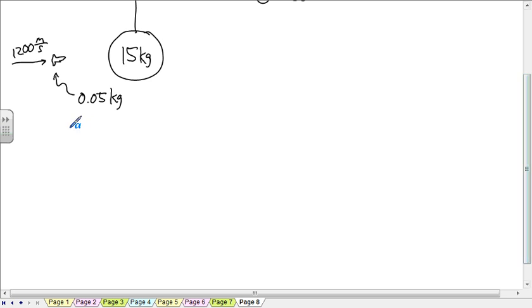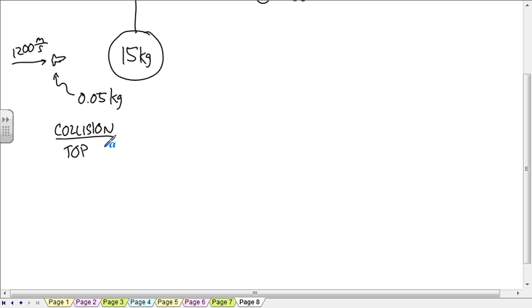Okay, so first the collision. What we want to figure out is, once that collision is done, how fast is that combination of the mass and the bullet moving? Like right after that bullet lodges in there.